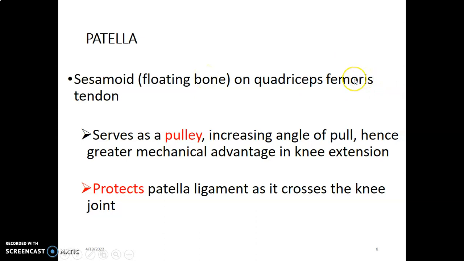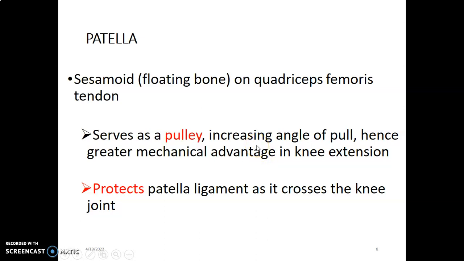What are the functions of the patella? It protects the patellar ligament as it crosses the knee joint, and also it serves as a pulley. That way you're able to increase the angle of pull. So there's a greater mechanical advantage in knee extension. So those are the two functions of the patella.